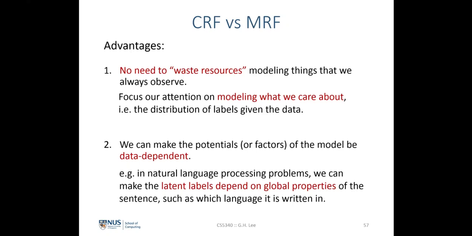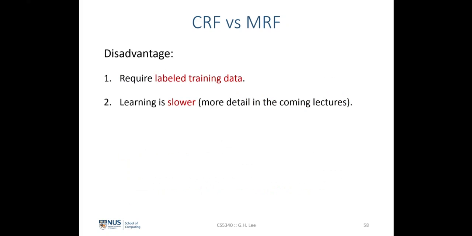We can also make the potentials or the factors of the model be more data dependent. We'll see in a later example how this is useful when we take all the data into consideration when we do inference. It will prevent us from making the wrong inference. The disadvantage here is that you need labeled data for training. This means that we need all the possible outputs in order to do the learning of a conditional random field, and the learning is of course slower, because now it's taking into account all the observed inputs.